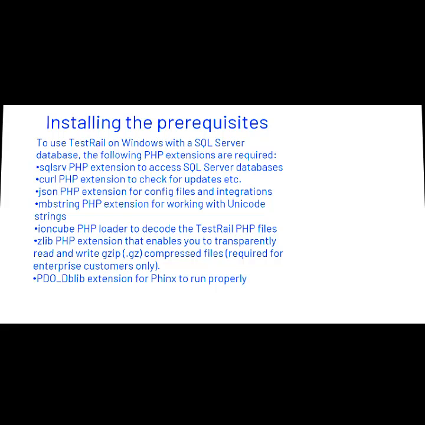So today we studied all these steps for how to install TestRail on Windows. We will do it practically in the next lecture.